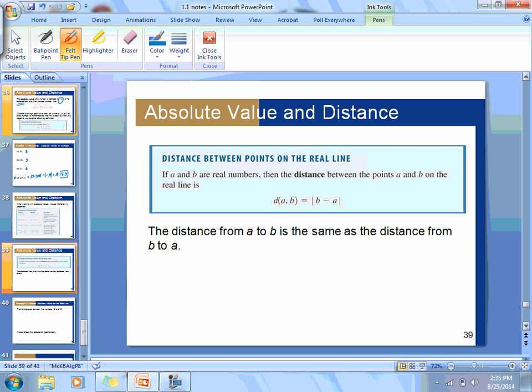And then they're going to apply those rules to this concept here about the distance between points on the real number line. So it says if a and b are real numbers, then the distance between the points a and b on the number line is basically b minus a, and then the absolute value of that difference. So basically that says that the distance from a to b is the same as the distance from b to a. So the distance from -2 to 1 is the same as the distance from 1 to -2.